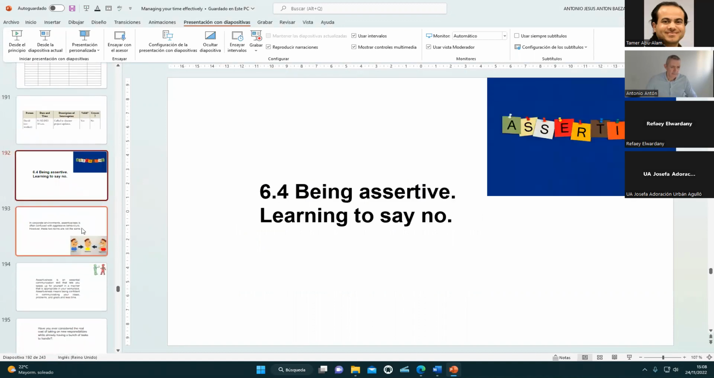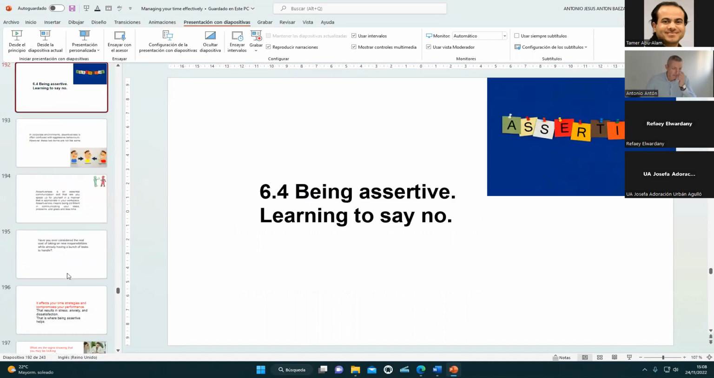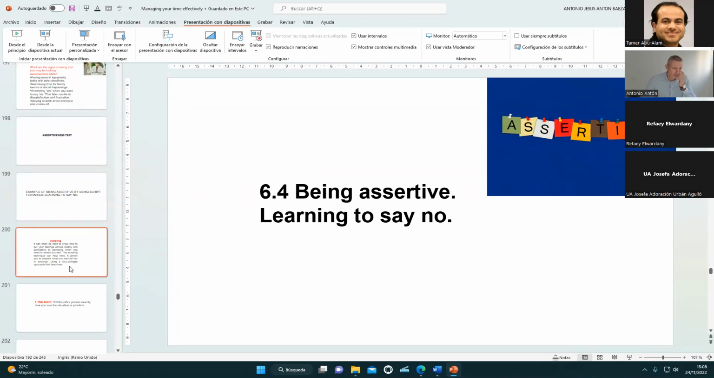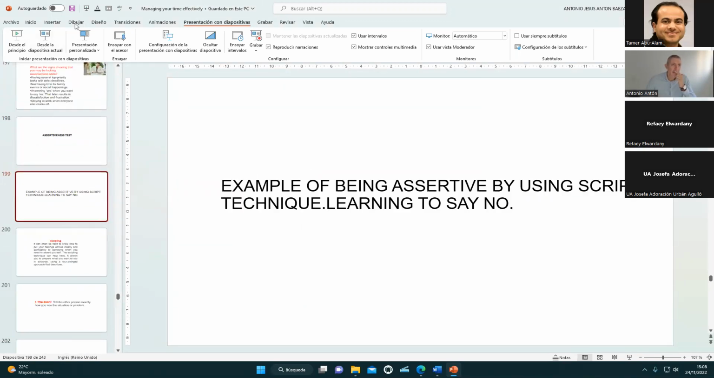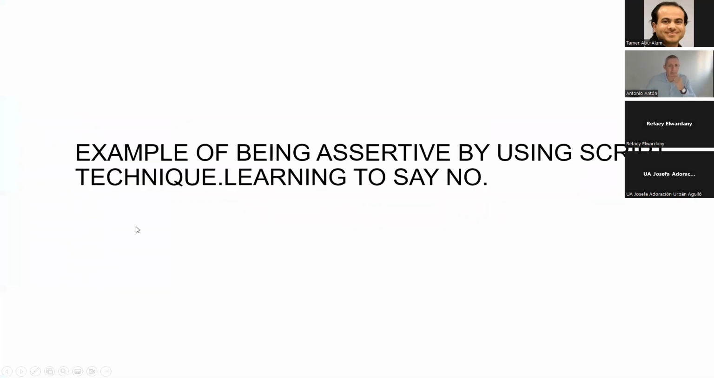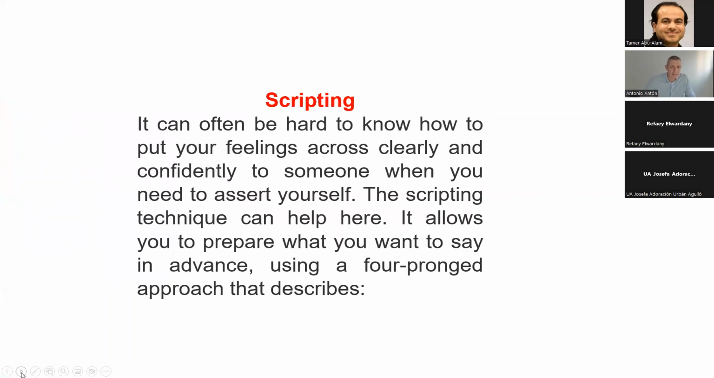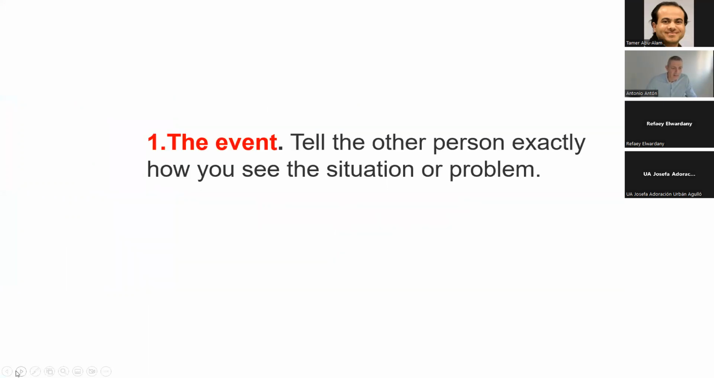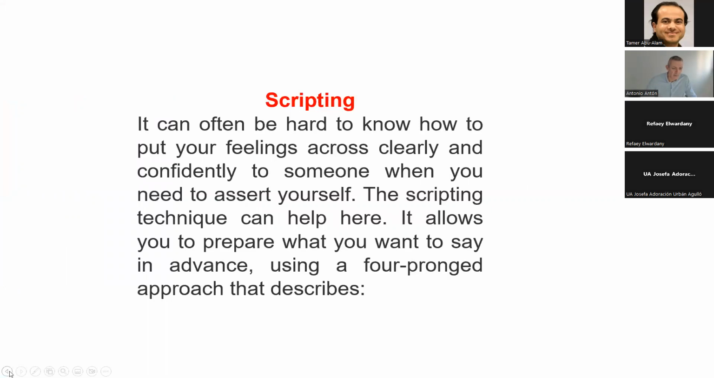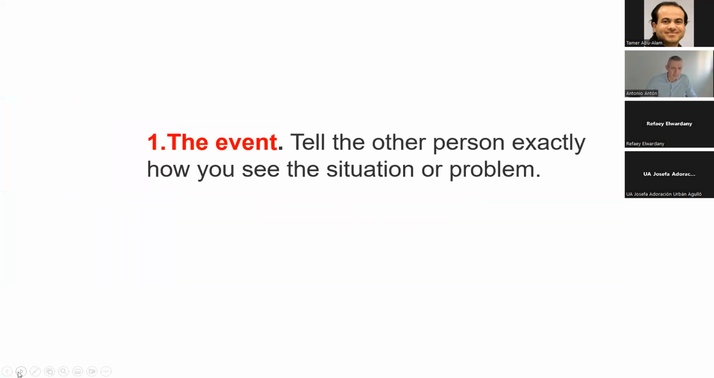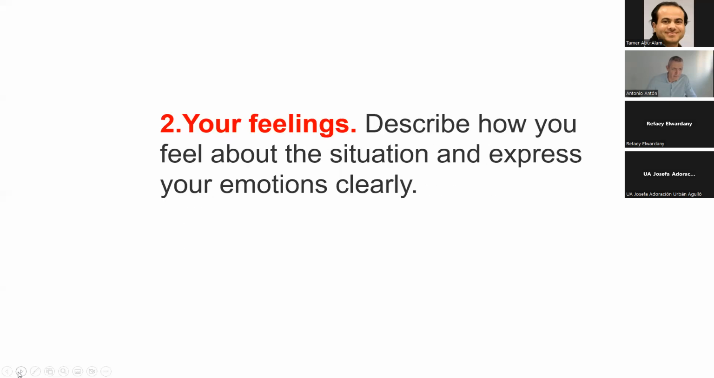Being assertive. Well, this is an example of a script, and I show you an example. This is scripting. With scripting, you say how you declare it, how you say, well, you need to be assertive, how I manage to be an assertive person. So this is a script. It's a text as an example, and I divided this text in 4 parts.